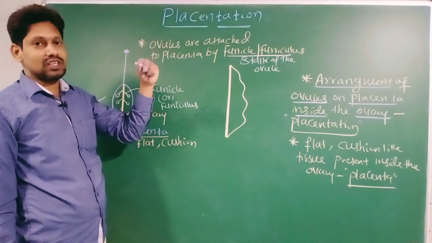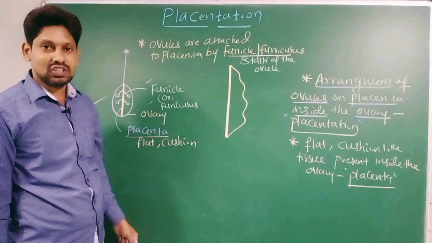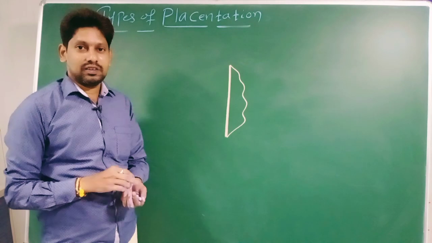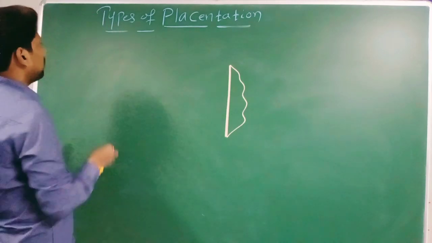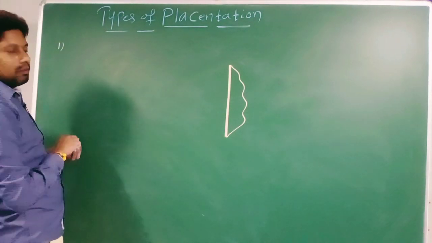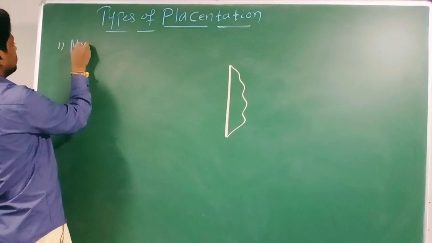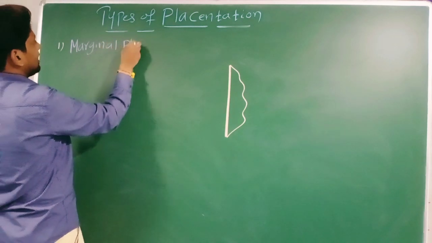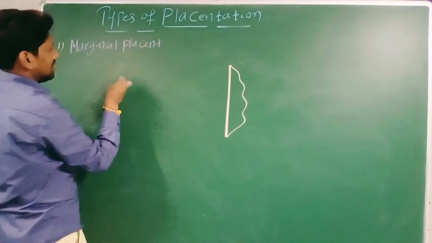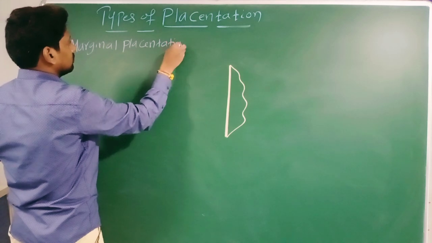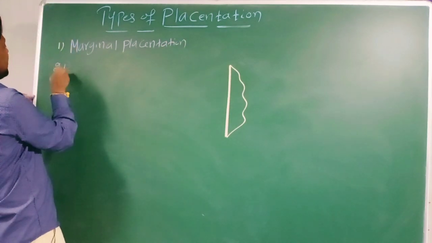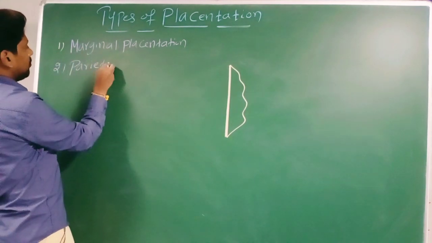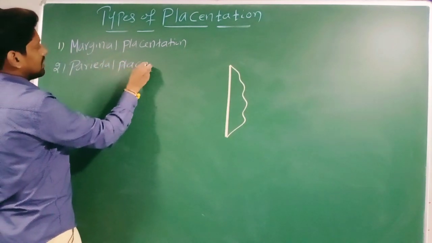Placentation is of different types, right? Go for types of placentation. Number 1, marginal placentation. Second one, parietal placentation.